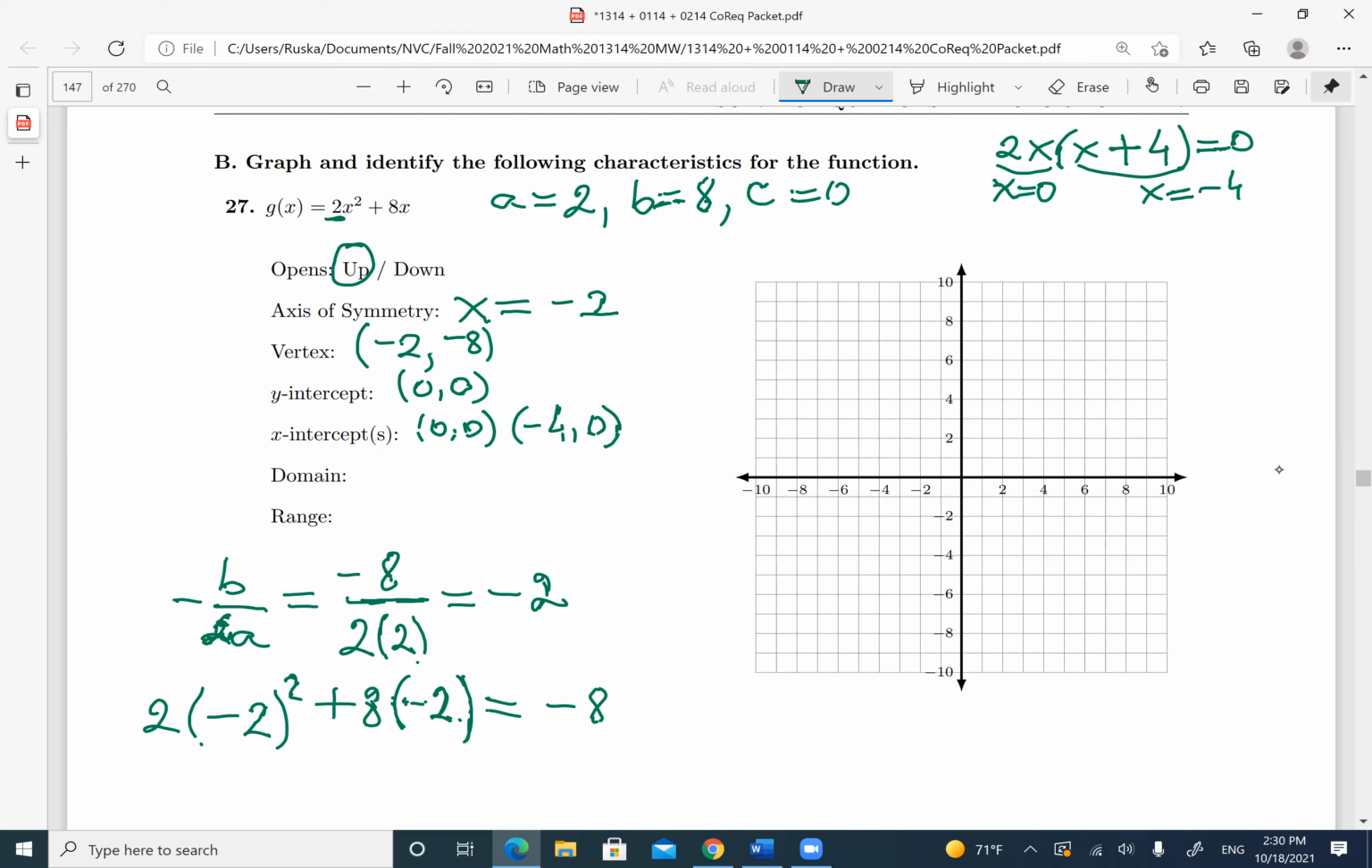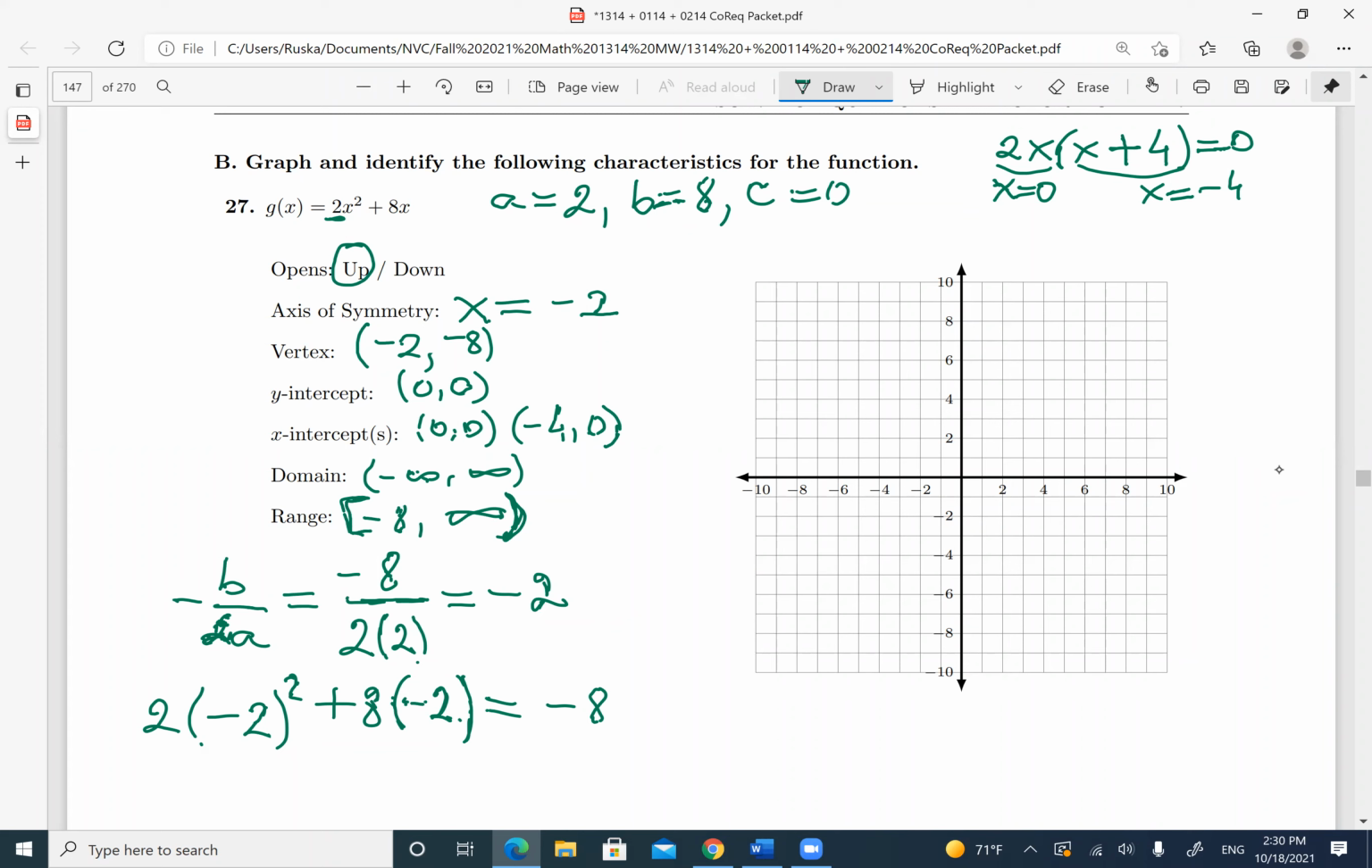And then what is the domain? Domain is always negative infinity, infinity. And then the parabola is open up, so that means that the range is going to be from the second number from the vertex to the infinity. So it's going to be from negative 8 to infinity. With parentheses. Infinity has parentheses, and negative 8 has bracket. Okay, so that's the domain and range.